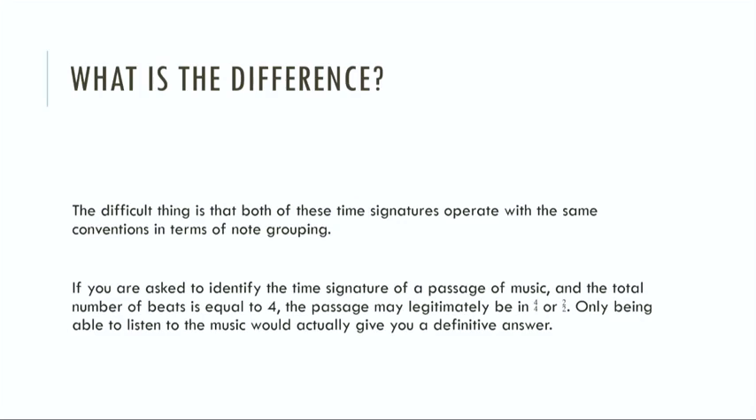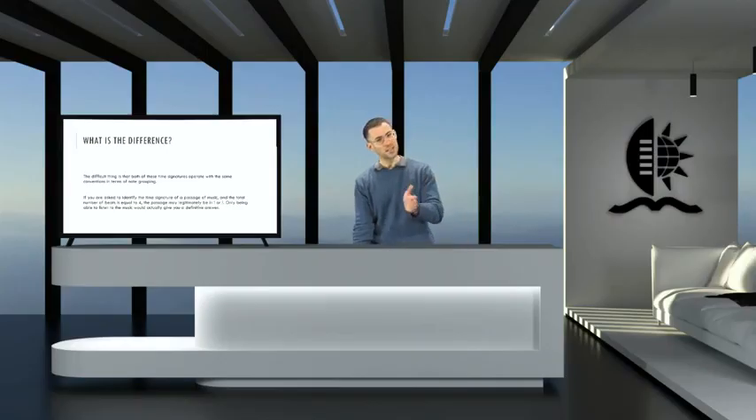The difficult thing is that both of these time signatures operate with the same conventions in terms of note grouping. So if you are asked to identify the time signature of a passage of music, and the total number of beats is 4, so there are 4 beats in a bar, the passage may legitimately be either 4/4 or 2/2. It'll be up to you, okay, because the notes are grouped exactly the same. You'd only be able to tell the exact difference between them if you were able to listen to the music played to you, and you could hear if there were 4 distinct pulses in the bar or only 2.